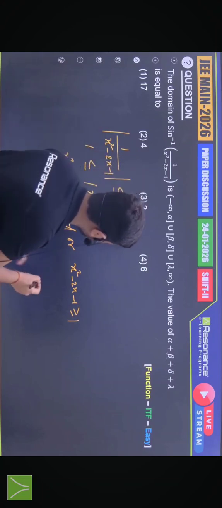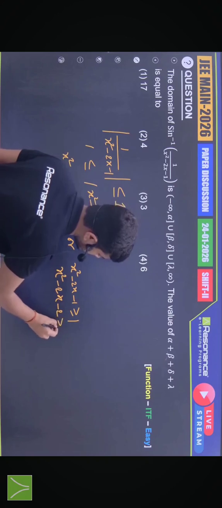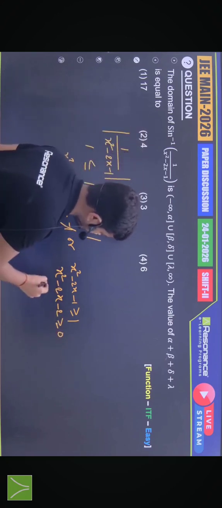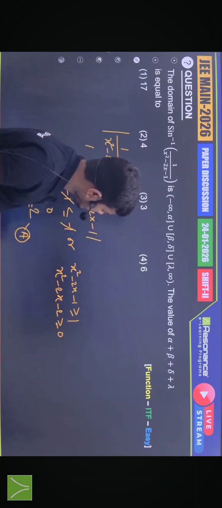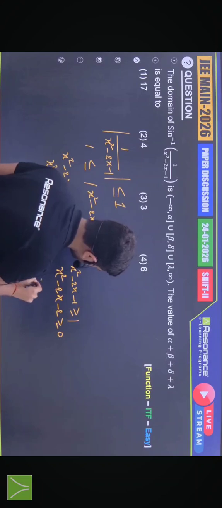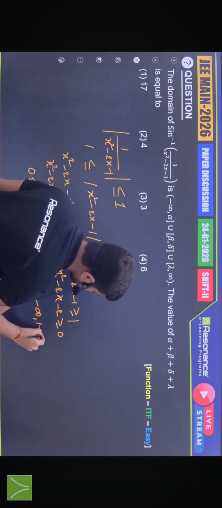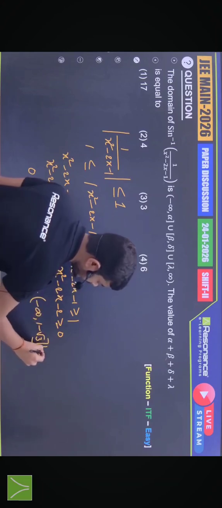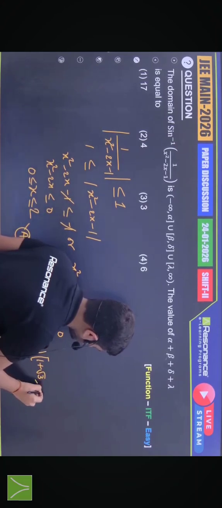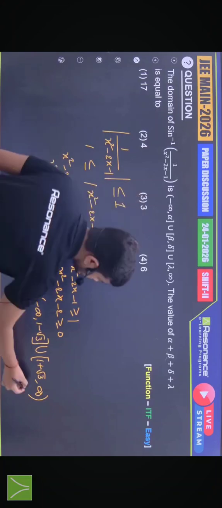And from here, if you simplify this portion, you will get x square minus 2x minus 2 greater than or equal to 0. This is a quadratic. Roots of this equation are 1 plus minus root 3. So from here, you will get x belongs to minus infinity to 1 minus root 3 union 1 plus root 3 to infinity. So suppose this is B.